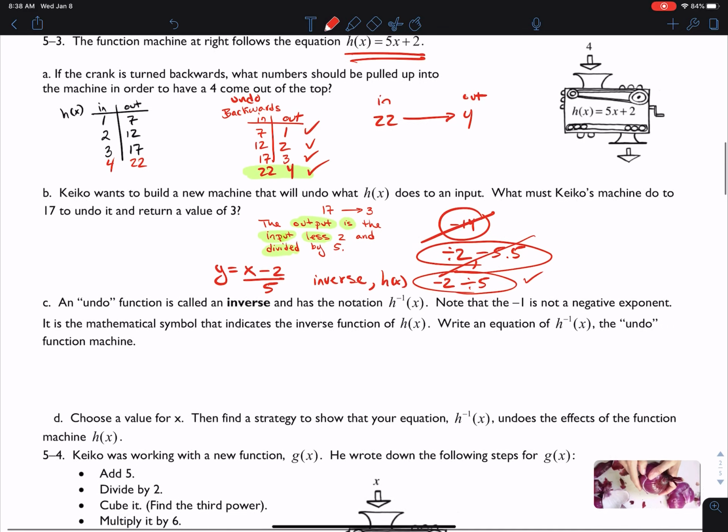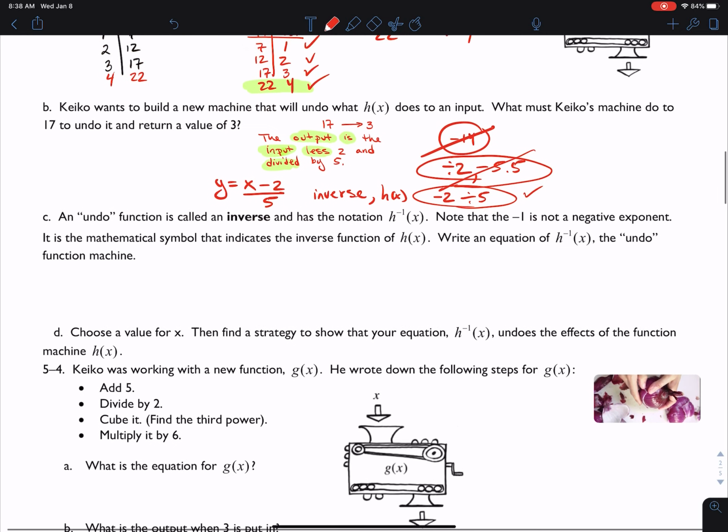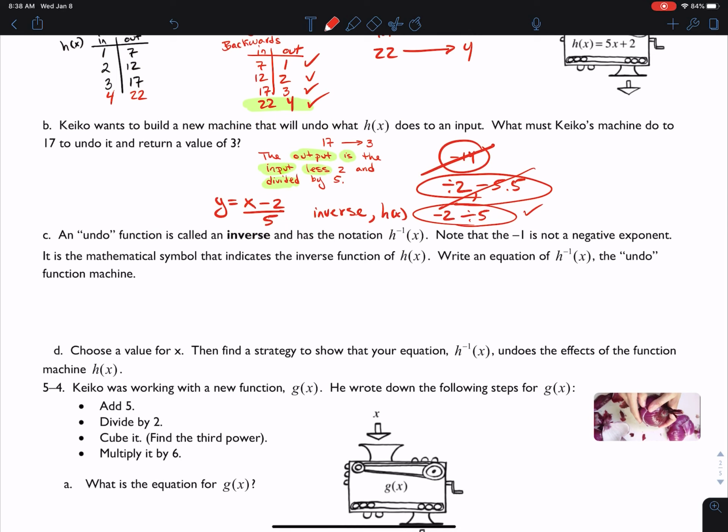That's problem B. And in problem C, they say an undo function is called an inverse and has this notation. The way you read it is h inverse of x. Note that the -1 is not a negative exponent. It's a mathematical symbol that indicates that it's an inverse function of h of x. So it says write the equation. They're saying write the equation that we came up with up here, this one, using this new notation.